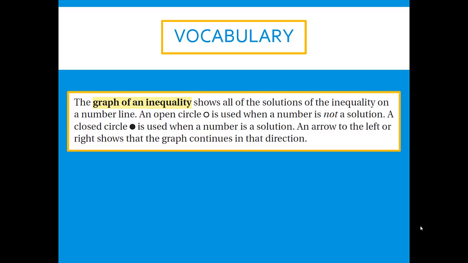Now we're going to look at vocabulary. The graph of an inequality shows all the solutions of the inequality on a number line. An open circle is used when a number is not a solution. A closed circle is used when a number is a solution. An arrow to the left or right shows that the graph continues in that direction.